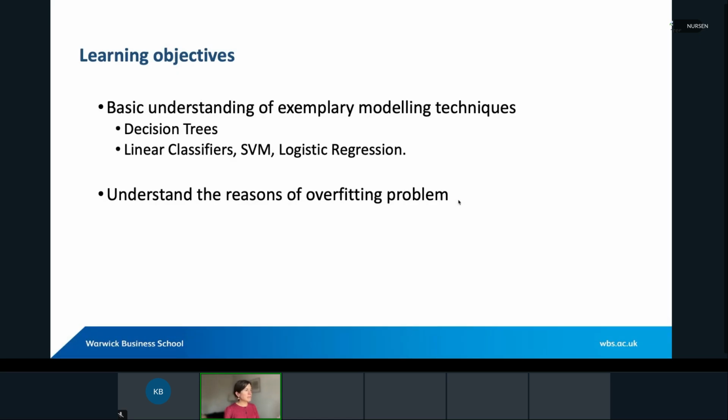And I will briefly recap on the decision trees, since we will also discuss one of the other properties of these models. And then I will describe the linear classifiers in general. We will focus on SVM and logistic regression, and we will also implement these techniques during our workshop next week. And if we have time at the end of the session, we will make an introduction to the overfitting problem.